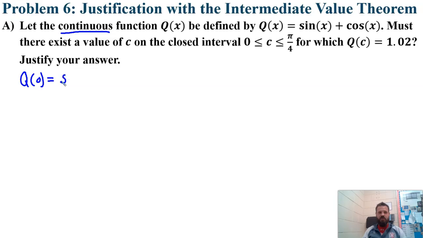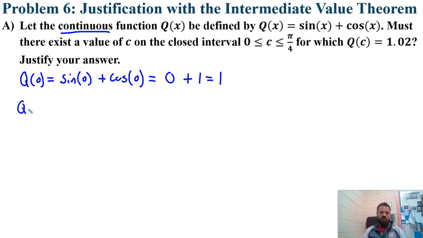Q of 0 is going to be equal to sine of 0 plus cosine of 0. Which, if I think back to my graphs of sine and cosine, sine was my graph that started off at 0, 0. So I know the sine of 0 is just 0. Plus I know the cosine of 0 is a 1. 0 plus 1 is just equal to 1. So that'd be my value for the first part of that interval.